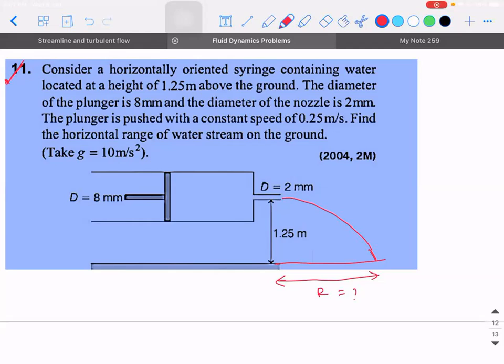A projectile motion. Yes, it is projectile motion. But before I proceed with the projectile motion, what am I supposed to do? Why have they given all these dimensions to us? To find the velocity with which it's projected. Yes. So if you know the velocity with which the liquid is coming out, then what formula can be used to find out the range here?